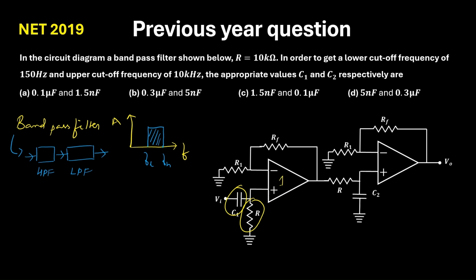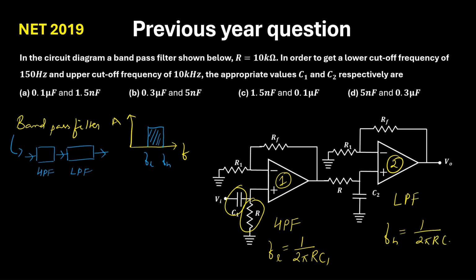So here, the first OPAMP is behaving like a high pass filter and the second OPAMP is behaving like a low pass filter. Now for this high pass filter, the lower cutoff frequency will be equal to 1 by 2 pi RC1, and for this second OPAMP, the higher cutoff frequency will be equal to 1 by 2 pi RC2.